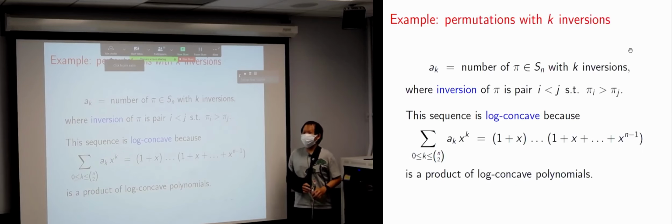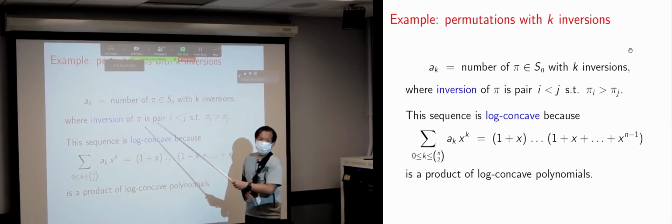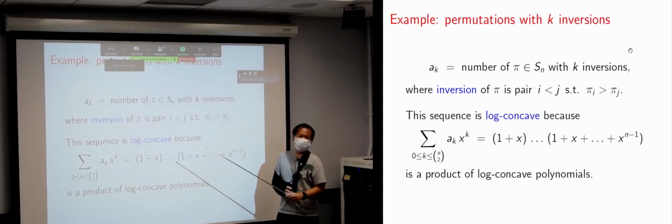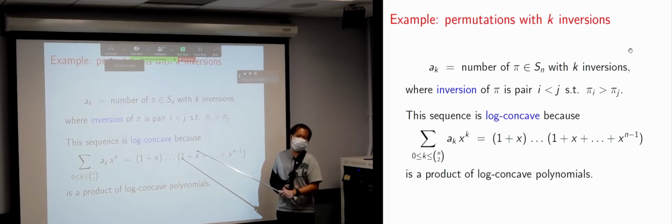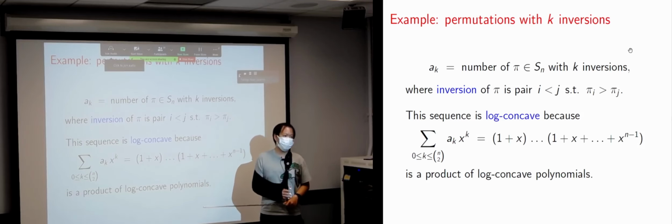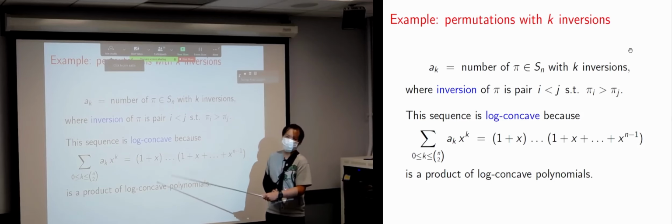Another famous log-concave sequence comes from permutations. Let a_k be the number of permutations of n elements with k inversions. Remember that an inversion of a permutation is a pair i and j such that i is less than j, but pi(i) is greater than pi(j). So somehow you change the ordering. That's why it's called an inversion. Already for this sequence, you cannot do direct computation.